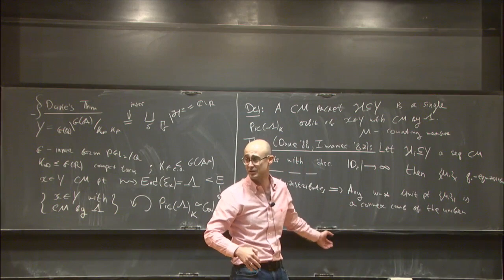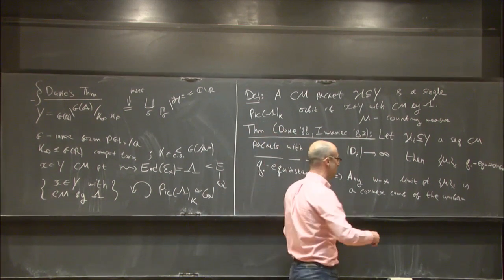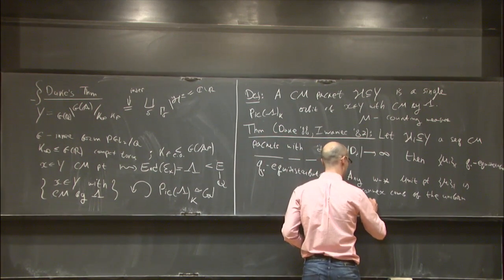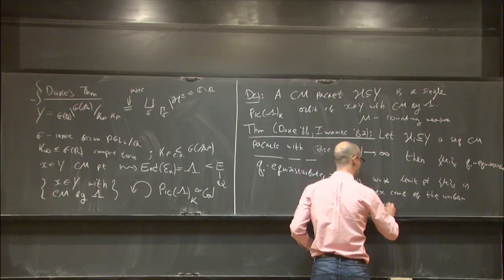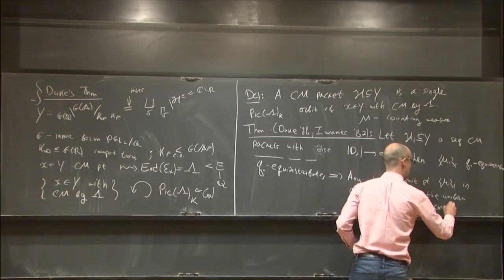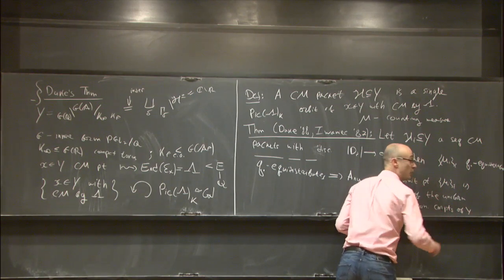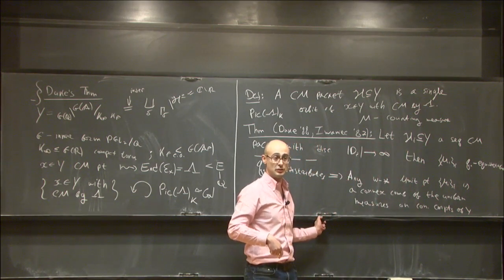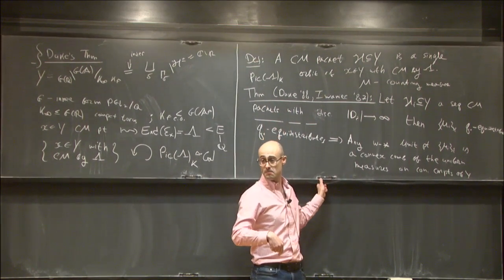You can actually understand which measure it is for your specific sequence of packets, of the uniform measures on connected components of Y. So in particular, if Y were connected, it would just converge to the Haar measure. Okay?